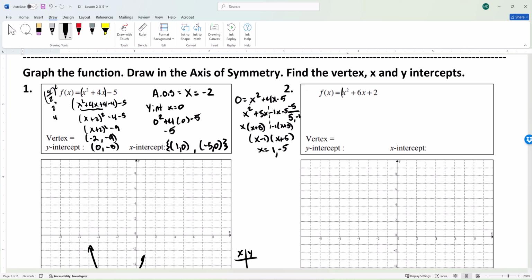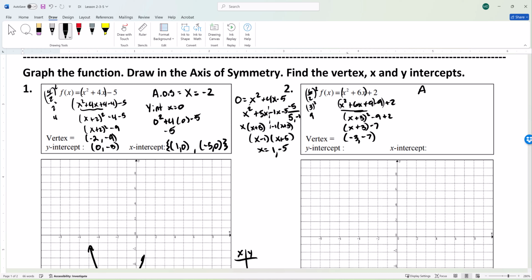For the next one, finding the vertex, group the x's together. Now b over 2 squared. That's 3 squared, and that's 9. So that's going to be x squared plus 6x plus 9 minus 9 plus 2. So that turns into x plus 3 squared. A times c, 9, factors of 9 that add to 6, 3 and 3, so x plus 3, x plus 3. You get minus 9 and plus 2, so you're going to get x plus 3 squared minus 7. So your vertex is negative 3, negative 7.